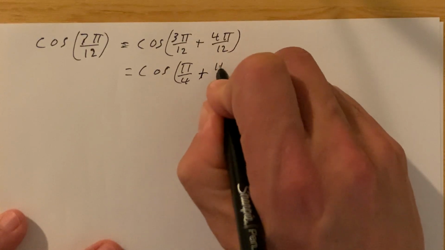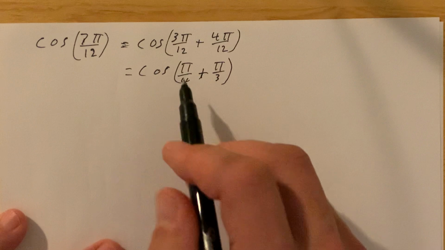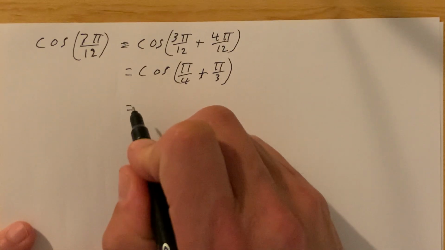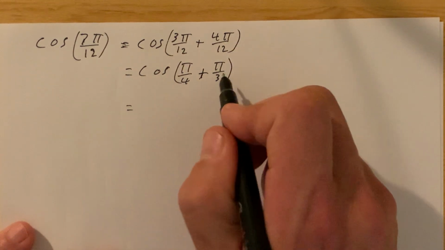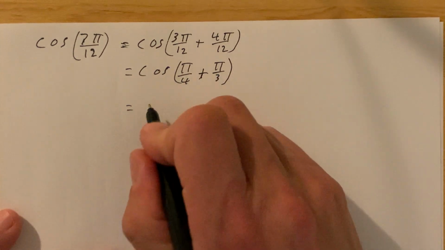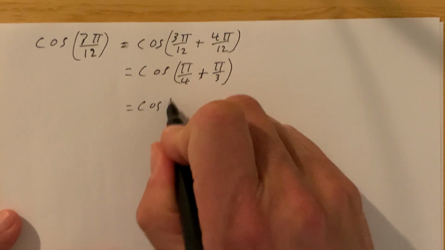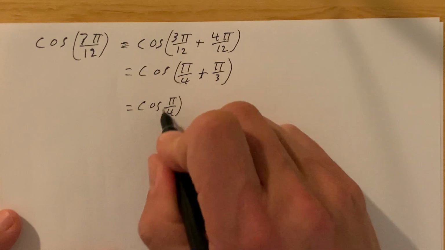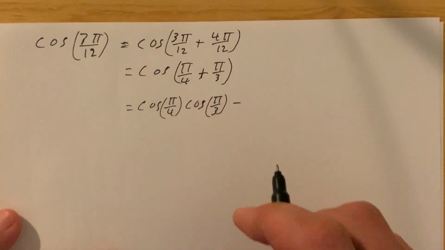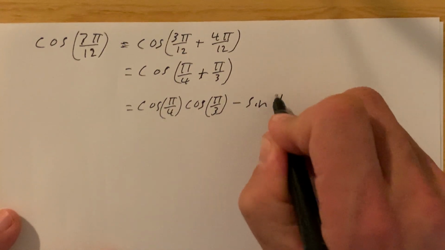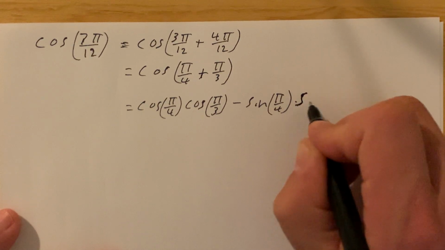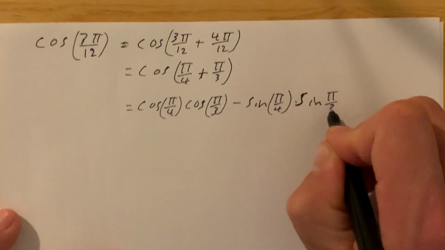So, and we're going to use the sum formula for cos. Okay, so that's going to be cos A cos B minus sine A sine B. Okay, so there's A and B. So cos pi over 4 cos pi over 3 minus sine pi over 4 and sine pi over 3.